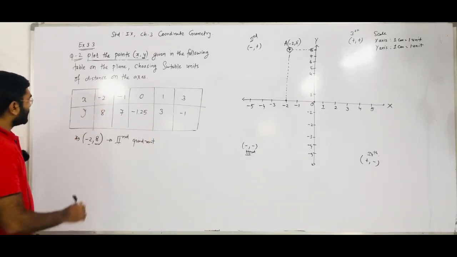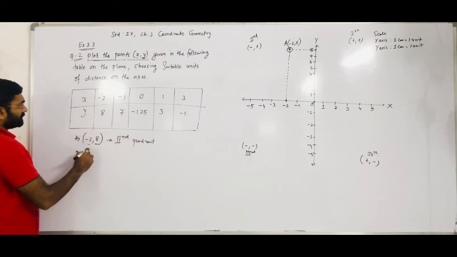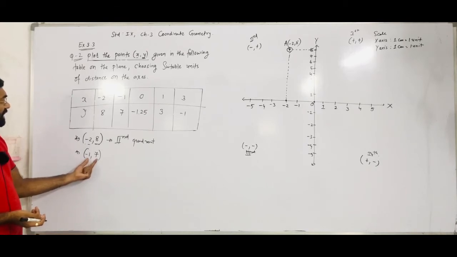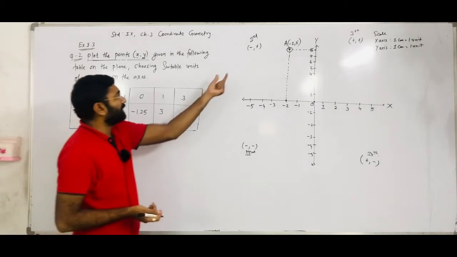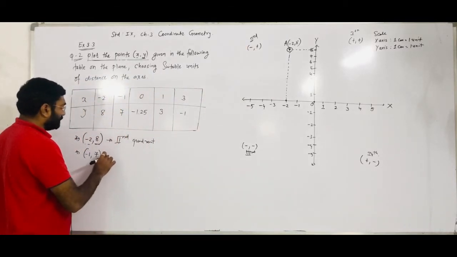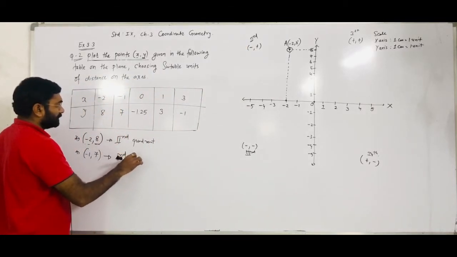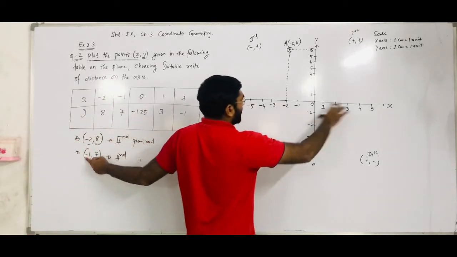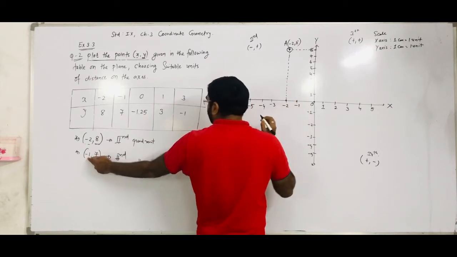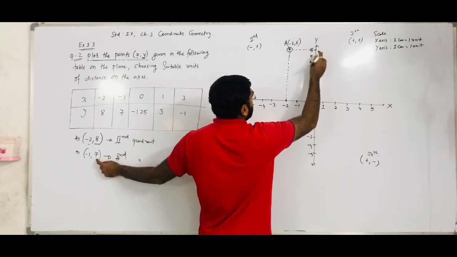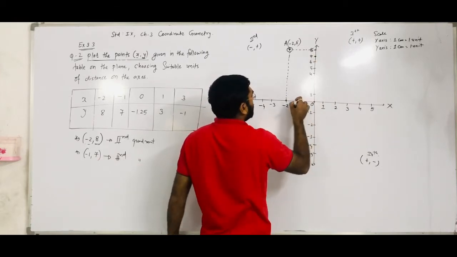Now next. The second point has x coordinate minus 1 and y coordinate 7. Again observe, the x coordinate is minus and the y coordinate is plus. Which quadrant does it come in? Minus plus comes in the second quadrant. So we represent that point in the second quadrant. The x coordinate is minus 1, so on the x-axis minus 1 comes here. The y coordinate is plus 7, so on the y-axis plus 7 comes here. From both points we draw a perpendicular line.